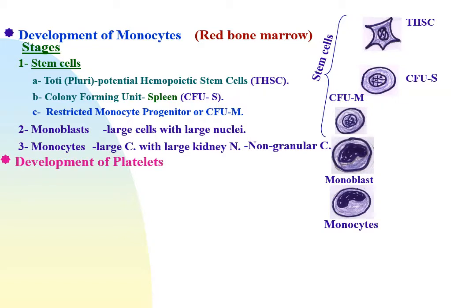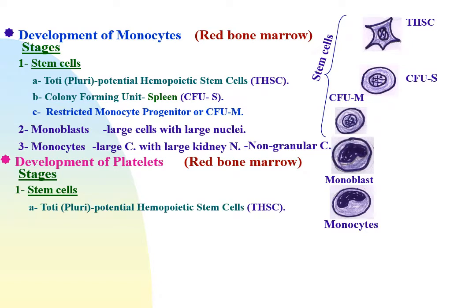Development of blood platelets. It occurs in red bone marrow from detached pseudopodia of megakaryocytes. Stages: stem cells. Toti or pluripotential hemopoietic stem cells are primitive embryonic cells, also called hemocytoblasts. They are large branched cells with basophilic cytoplasm and large pale nuclei having prominent nucleoli. They can give rise to all different types of blood cells, and through division differentiate to form restricted stem cells.